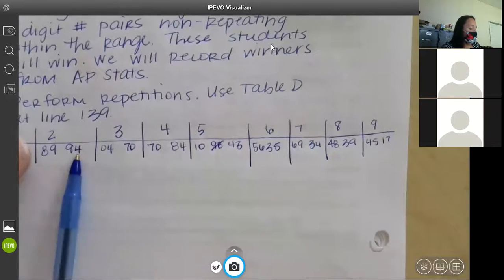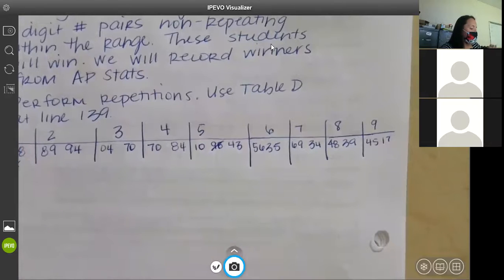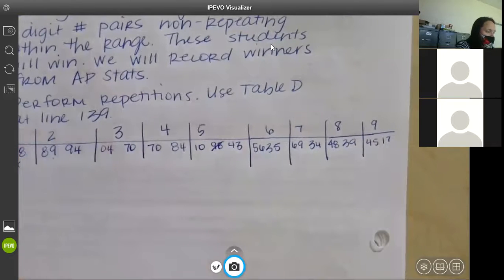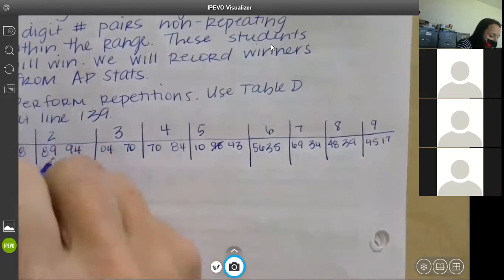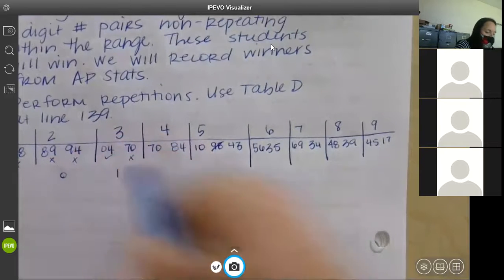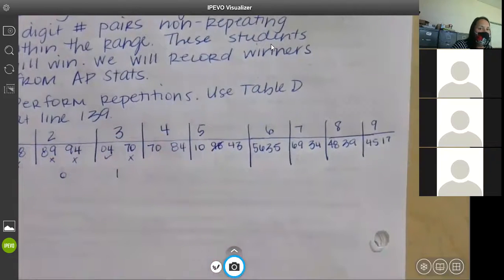On the second simulation, are either one of those AP Stats students? Remember, AP Stats are 1 to 28. Yes or no? Are they AP Stats students? No. So there's 0 on this one. How about in number 3? Are there any AP Stats students? 04 is, 70 is not, so that means one student won. One student for the AP Stats.